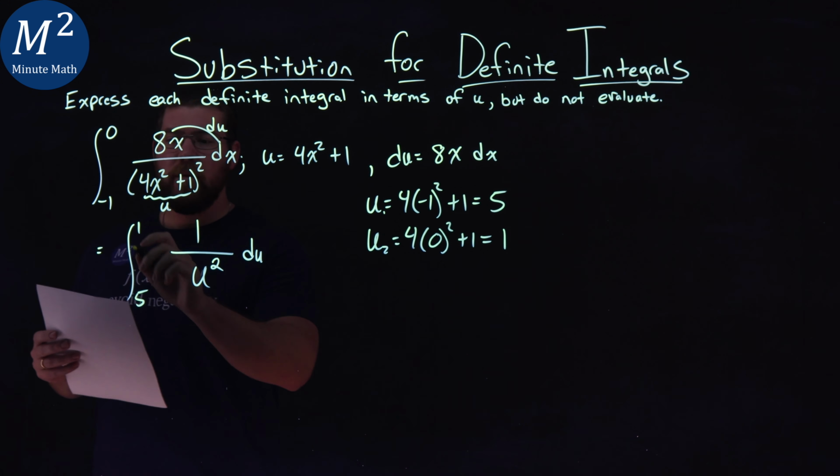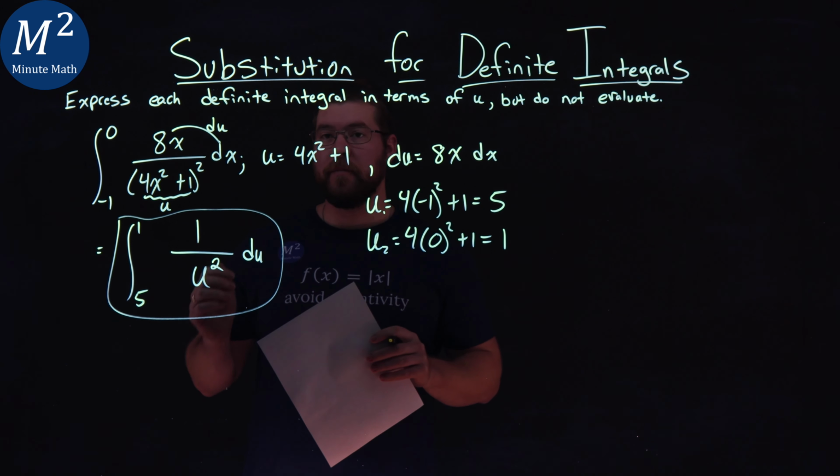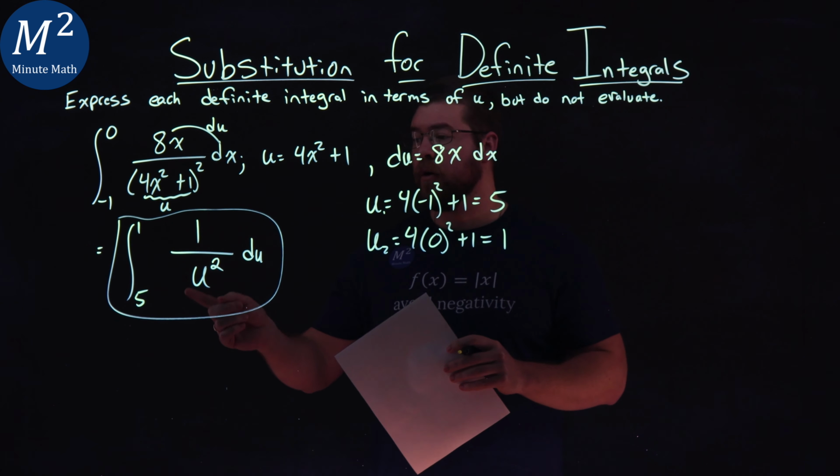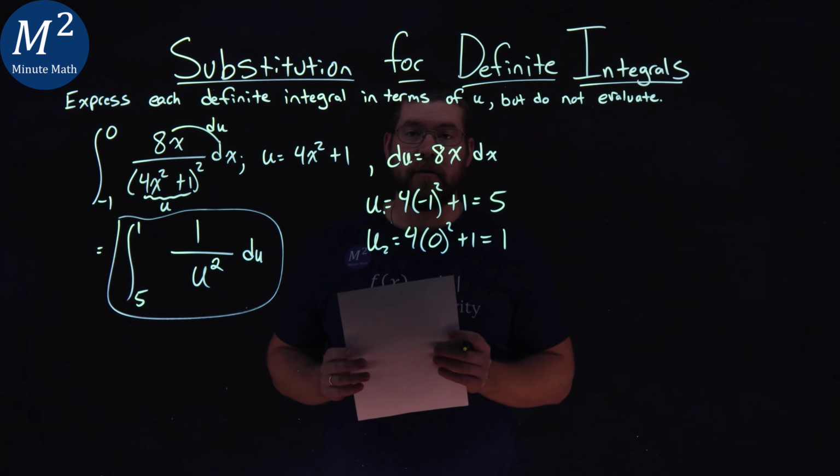And that's it. We have written our definite integral in terms of u. So our final answer here is the integral from 5 to 1 of 1 over u squared du.